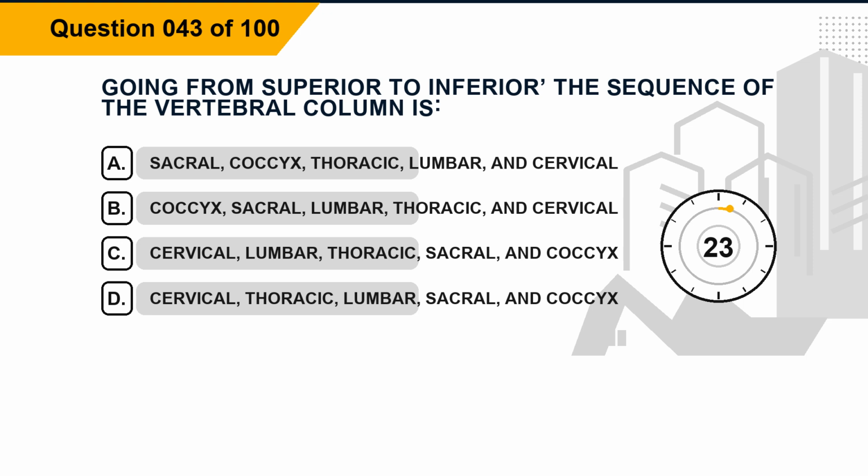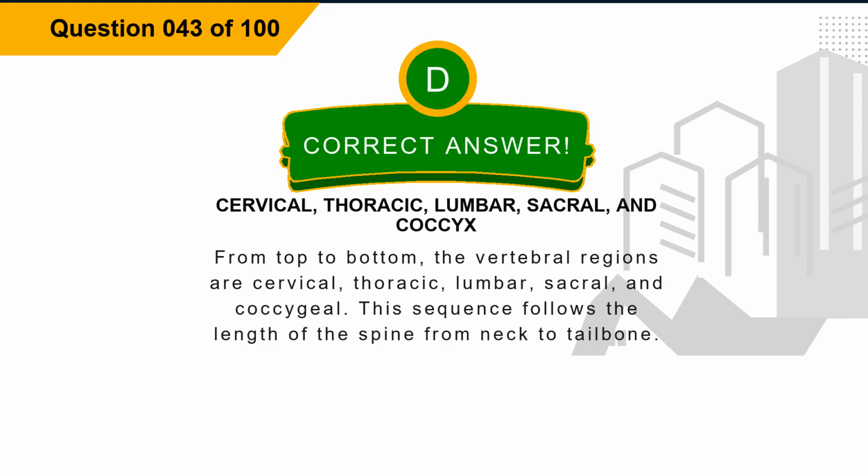Question 43. Going from superior to inferior, the sequence of the vertebral column is: Option A, sacral, coccyx, thoracic, lumbar, and cervical. Option B, coccyx, sacral, lumbar, thoracic, and cervical. Option C, cervical, lumbar, thoracic, sacral, and coccyx. Option D, cervical, thoracic, lumbar, sacral, and coccyx. The correct answer is option D, cervical, thoracic, lumbar, sacral, and coccyx. Explanation. From top to bottom, the vertebral regions are cervical, thoracic, lumbar, sacral, and coccygeal. This sequence follows the length of the spine from neck to tailbone.